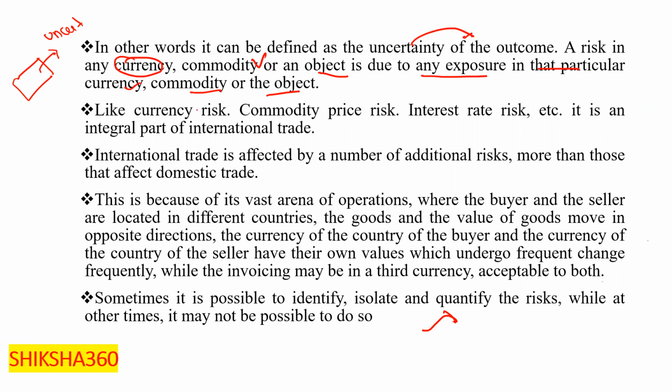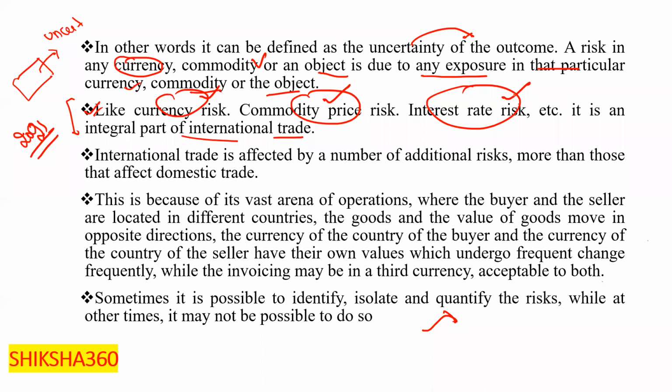So currency risk, commodity price risk, and interest rate risk are an integral part of international trade. This question was already asked in the year 2021: which of the following risks are part of international trade? The currency risk, commodity price risk and the interest rate risk are integral parts of international trade.